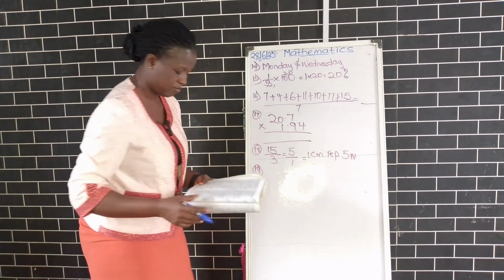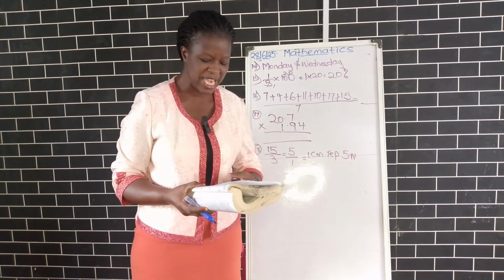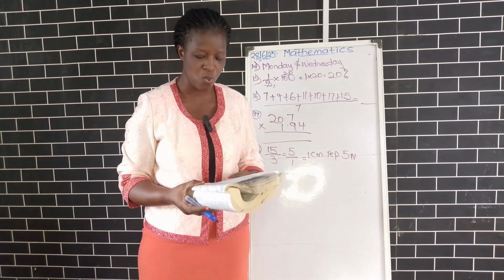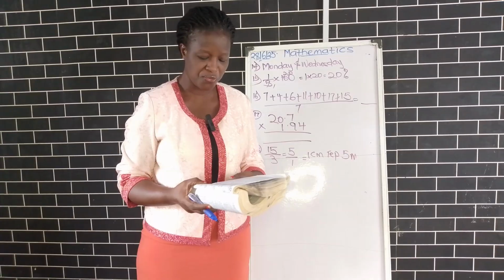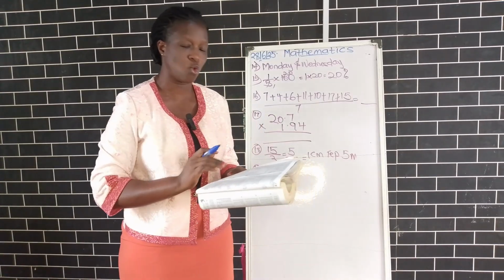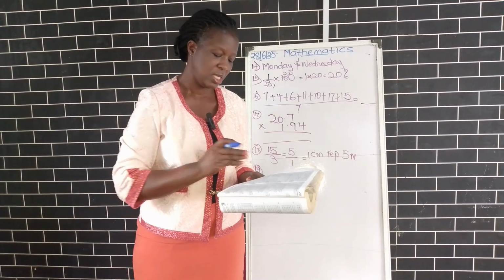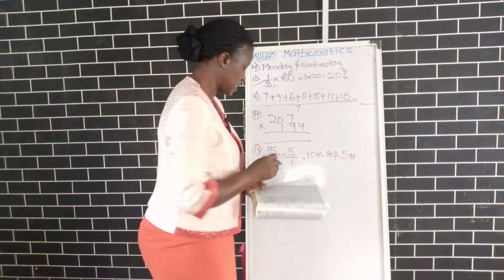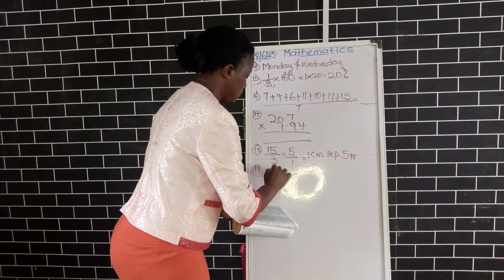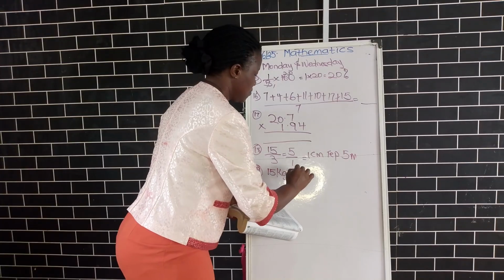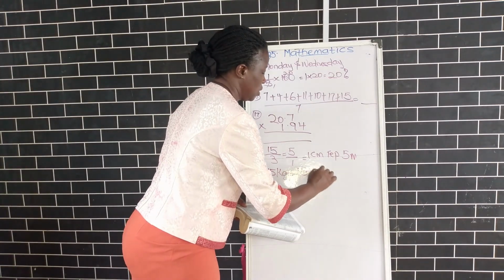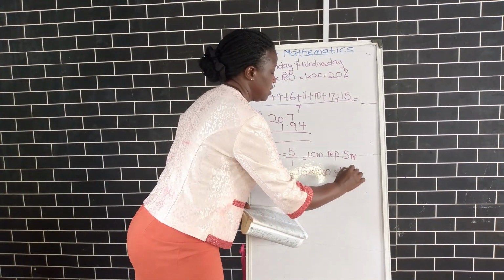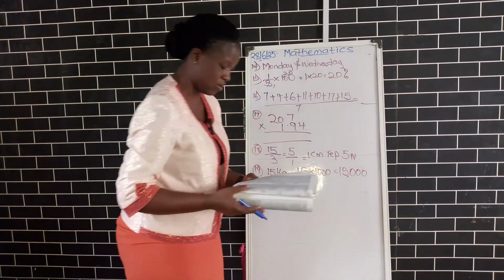Number 19. How many tables, each weighing 15 grams, will weigh a total of 15 kg? The first thing is to make sure they are in the same units. Now we have grams and we have kg. So let's convert our 15 kg to grams. 15 kg to grams will be 15 times 1,000, which is equal to 15,000. Now we can start our question.